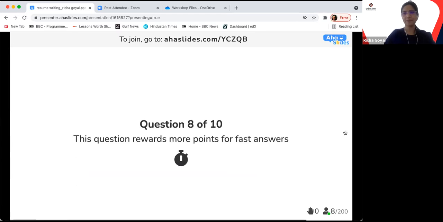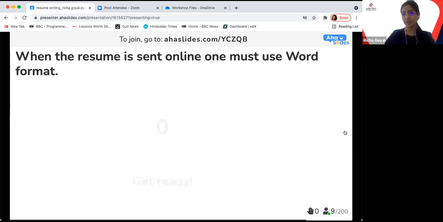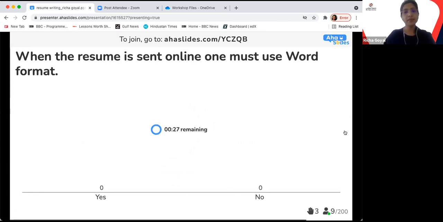Eighth question. When the resume is sent online, one must use Word format. So you have to send someone your resume. You should use Word format to send it. Five seconds, three, two, one, and time's up.